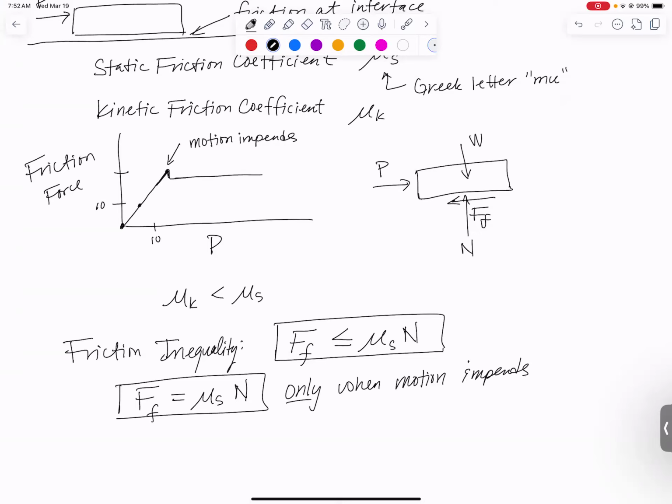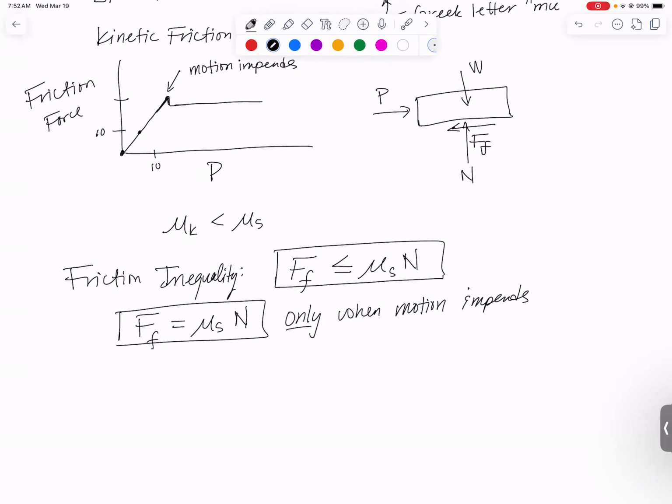So when the block is about to start sliding, or we want to know the maximum friction available, that's when we use the friction equation. The rest of the time, we're going to use this as an inequality. On our free body diagram we just drew, the motion was about to act to the right. Motion impends to the right because I'm pushing to the right.